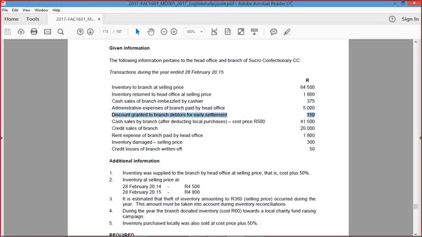Next. Check your sales by branch. After deducting local purchases at cost price of 500, it is 41,500. So we've sold stock of 41,500, but we've bought stock with 500 rand. Is that my understanding correctly? Correct. So after deducting the local purchases, you had net sales of 41,500. Are we going to show net sales or gross sales? Gross sales, because you're looking at everything they sold. If it's a local purchase, then that purchase should be shown separately. Does that make sense? Yes, so the 500 must be shown separately.